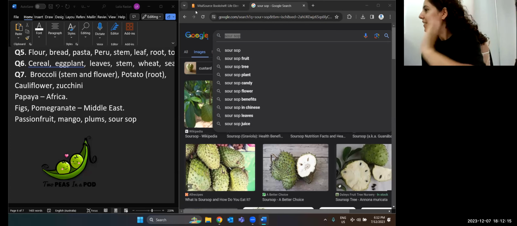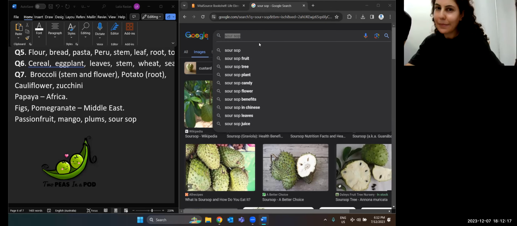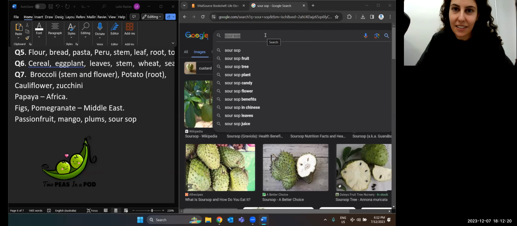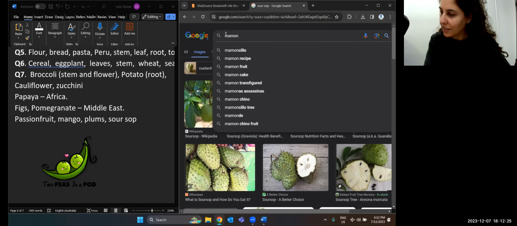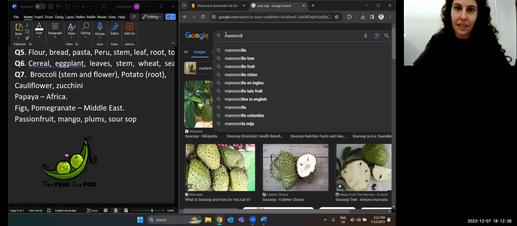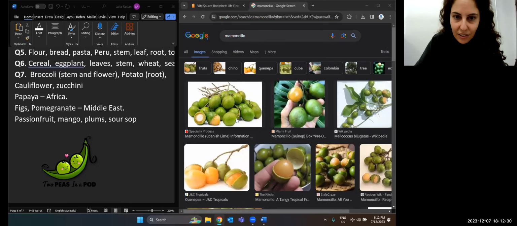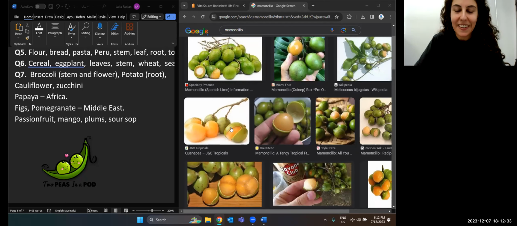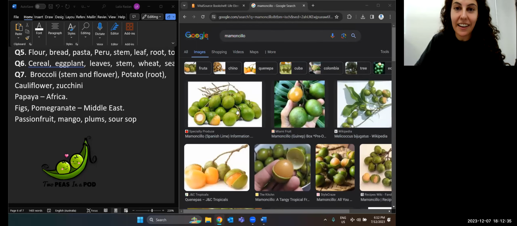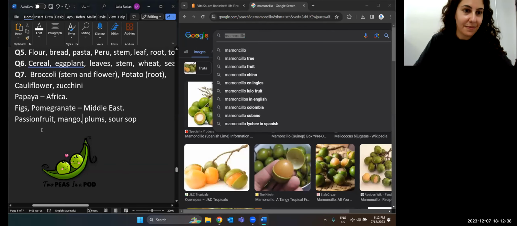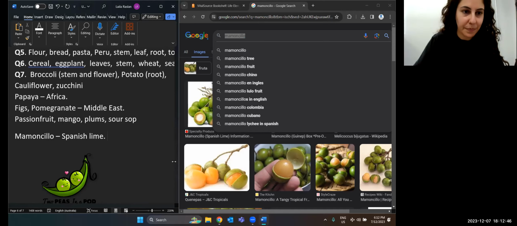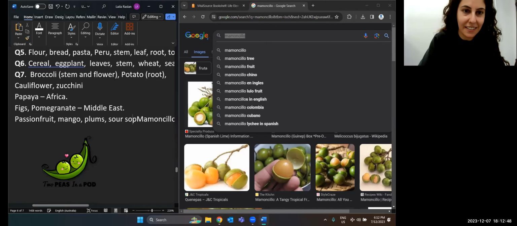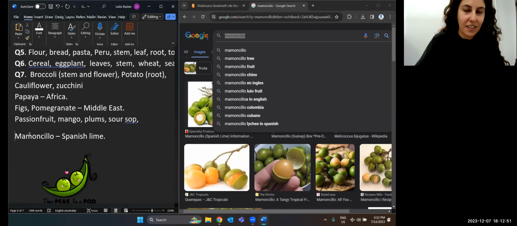Yes. Let me type it. I never hear this one. Mamoncillo. Spanish lime. Okay, so Spanish lime. That's interesting. So it's like lemon, lime. I would like to try that one. Spanish lime.